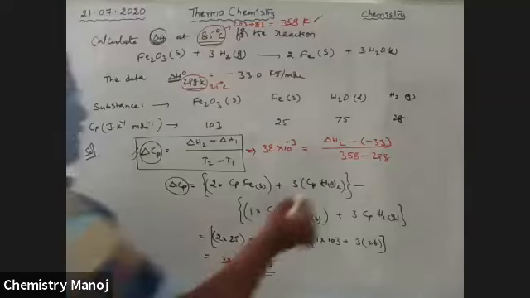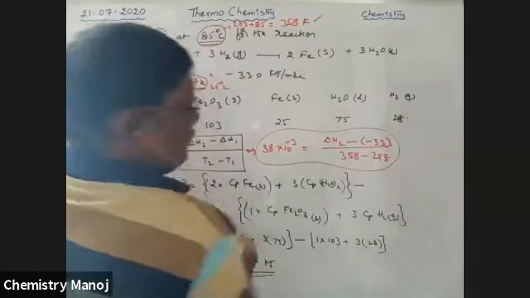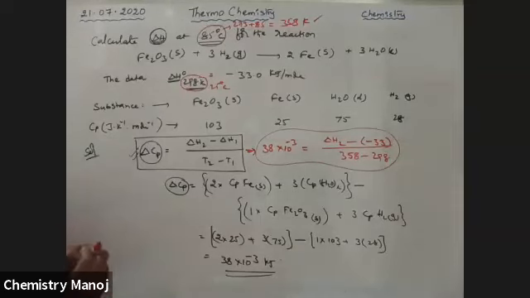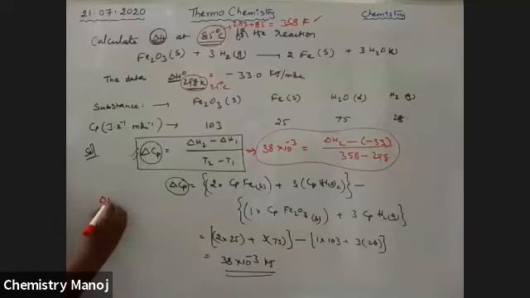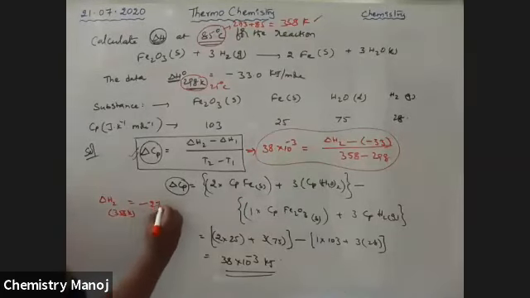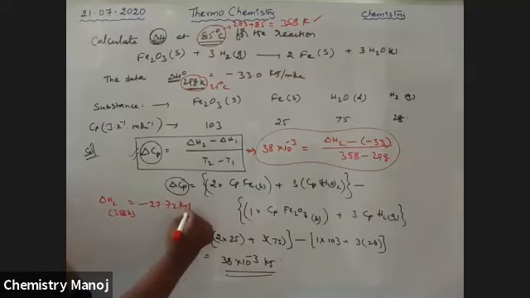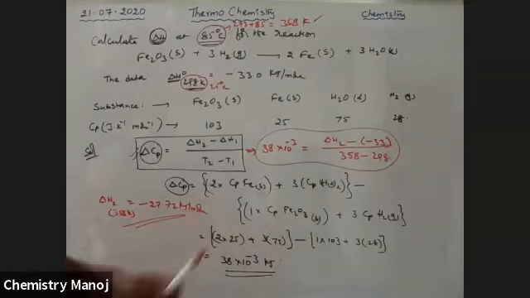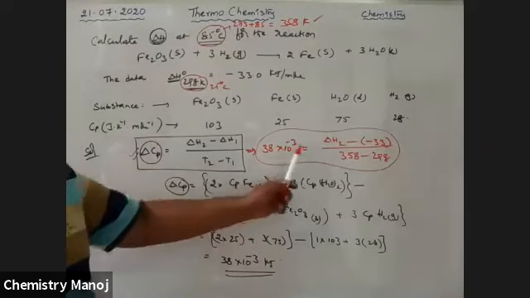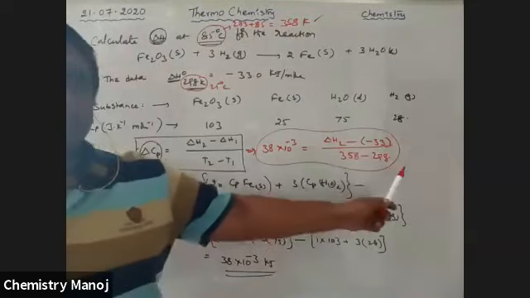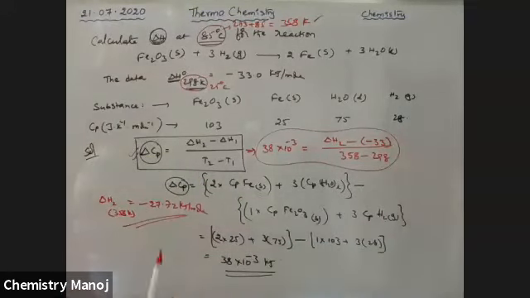So finally, after solving, we will get delta H at 358 Kelvin equal to minus 27.72 kilojoule per mole. This is the way to calculate the answer. First of all, I'm calculating the delta Cp value. After that, I'm using the formula delta Cp is equal to delta H2 minus delta H1 by T2 minus T1.